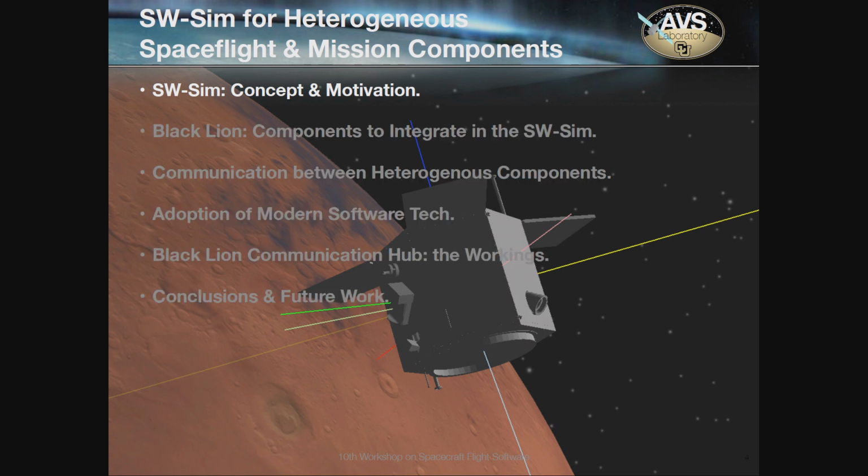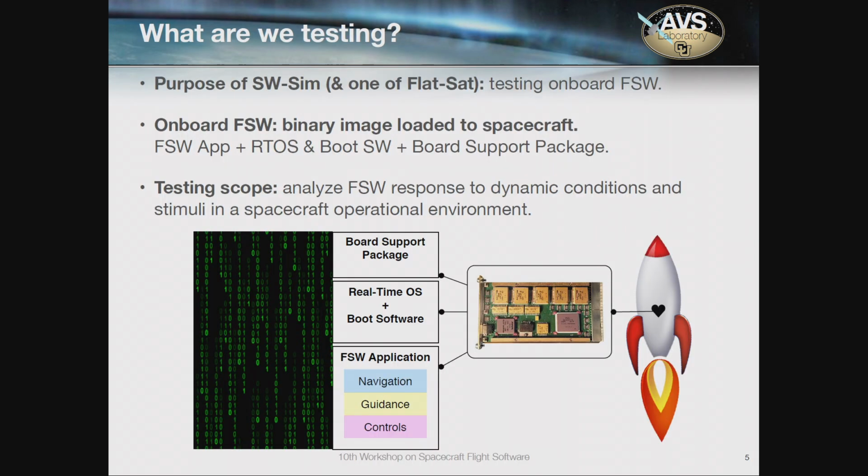So let's start at the beginning: soft SIM concept and motivation. The whole purpose of a soft SIM is to test the onboard flight software, which is also one of the purposes of flat-sat testing. When I say onboard flight software, I essentially refer to the binary image that is loaded to the spacecraft. And the scope of the flight software testing, either in flat-sat or in soft SIM, is to analyze the flight software response to dynamic stimuli and conditions in a spacecraft operational environment.